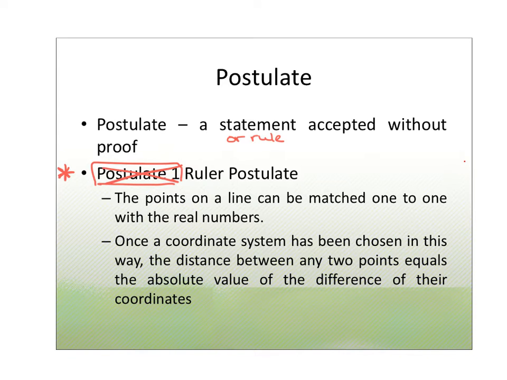So the ruler postulate states that the points on a line can be matched 1 to 1 with real numbers. Once a coordinate system has been chosen in this way, the distance between any 2 points equals the absolute value of the difference of their coordinates. And that's really what was said on the previous slide.